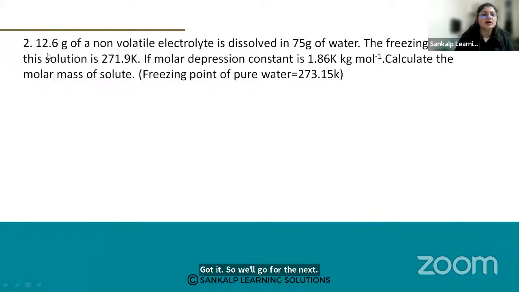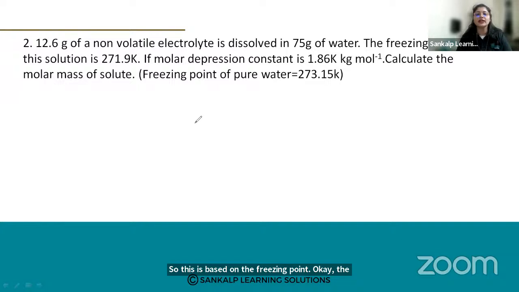Next question. 12.6 grams of a non-volatile electrolyte is dissolved in 75 grams of water. The freezing point of the solution is 271.9 Kelvin. If molar depression constant is 1.86 Kelvin kg per mole, calculate the molar mass of solute. So freezing point of pure water is 273.15 Kelvin. So this is based on the freezing point, depression in freezing point.